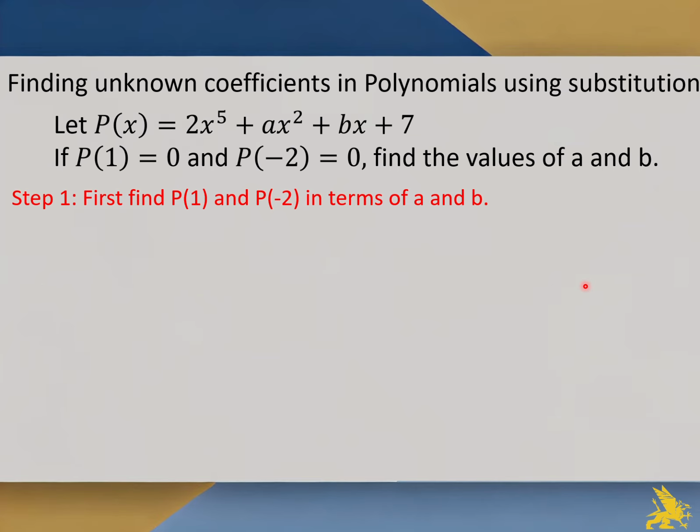The next part, finding an unknown coefficient in polynomials using substitution. So let p of x is equal to 2x to the power of 5 plus ax squared plus bx plus 7. If p of 1 is equal to 0 and p of negative 2 is equal to 0, find the values of a and b.